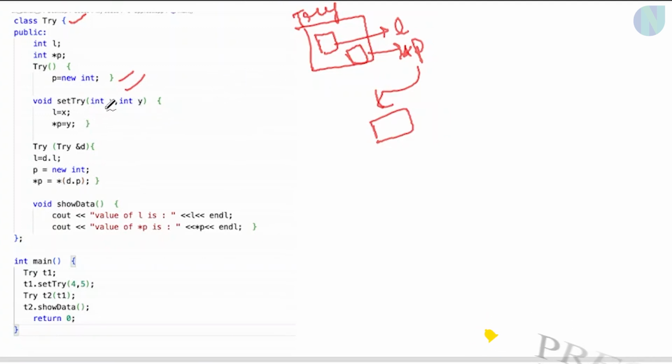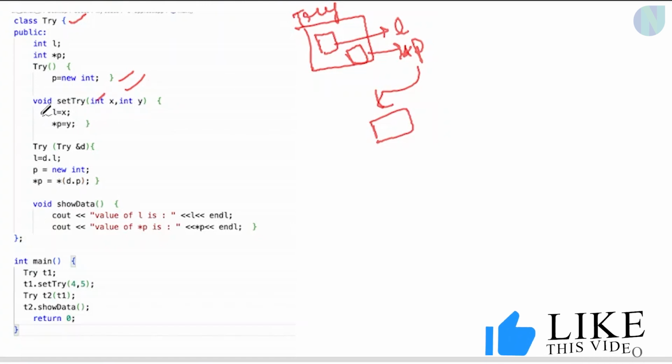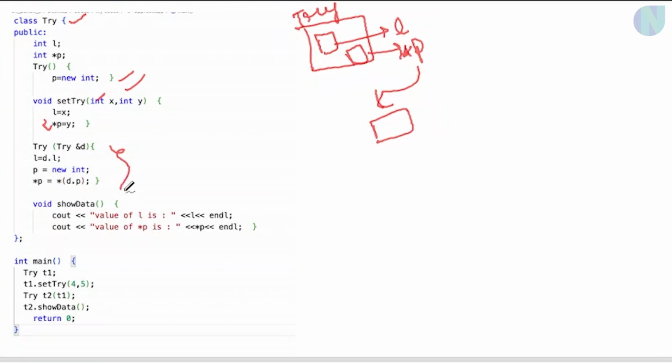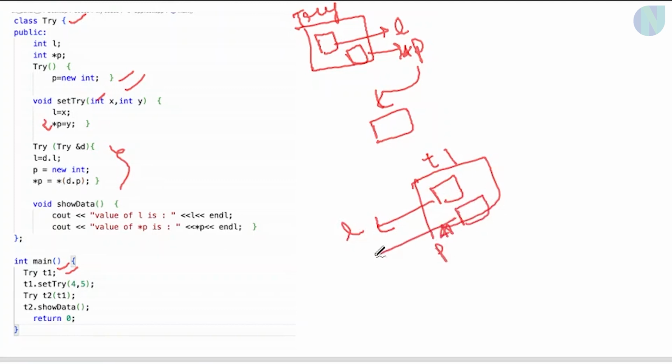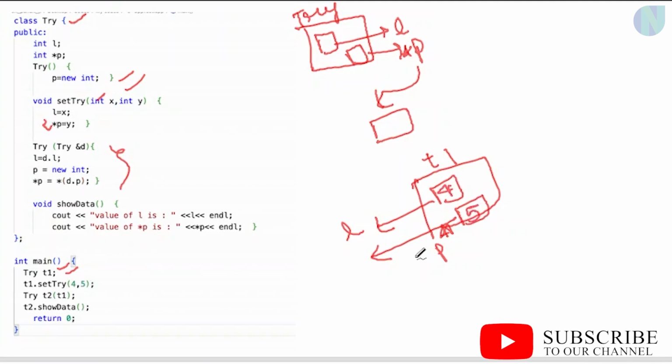Now here in the setTry method we are just assigning the values x and y to l and star p. Don't look at the rest here, we will come to it in some time. Look at this particular code. Firstly we are creating an object T1 of type try, and it also has l and star p. Then we put some values, 4 and 5, in T1.